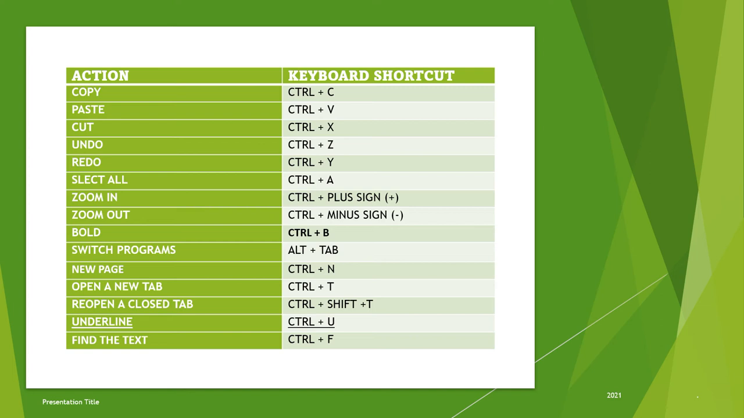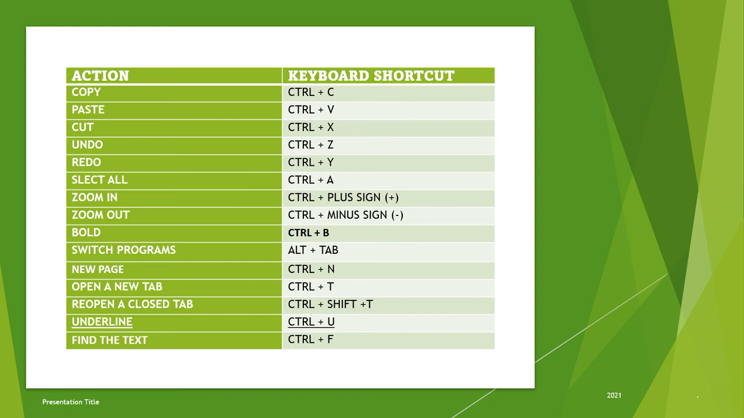Your data will be pasted. And the next one, if you don't want to paste or copy the data, you just want to cut the data, you need to press control X. Once we press control X, the data will be cut. The next major keys are undo and redo. If you want to undo your data, you need to press control Z, and your data will be undone. And for redo, we need to press control plus Y.